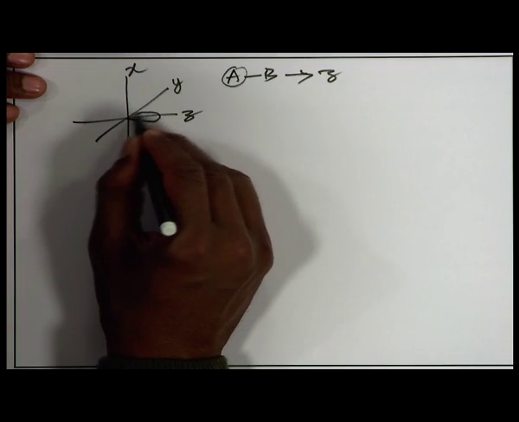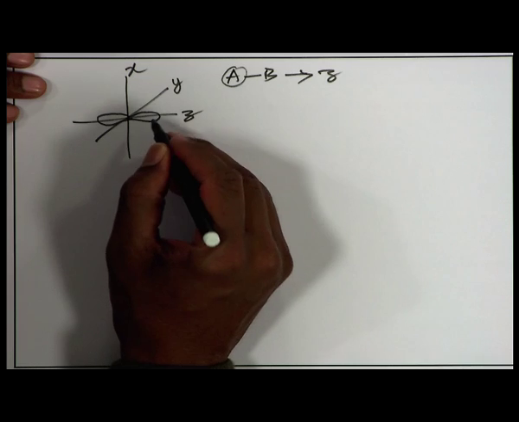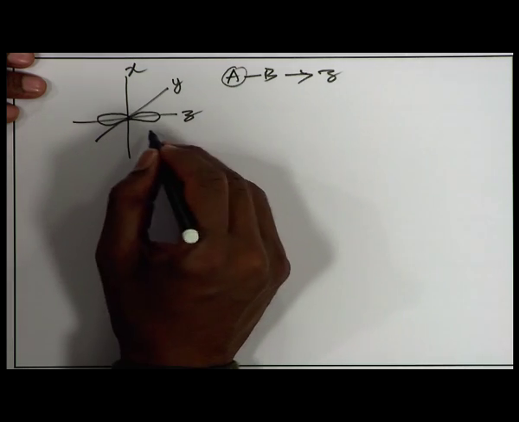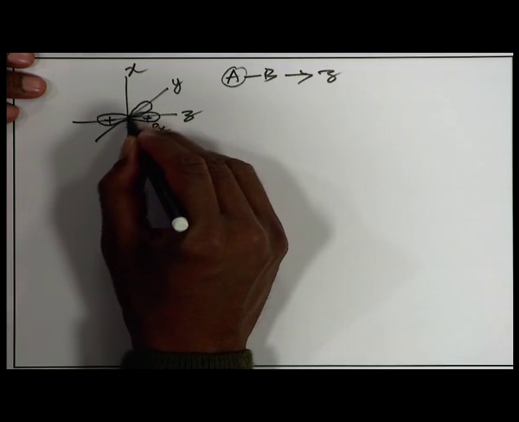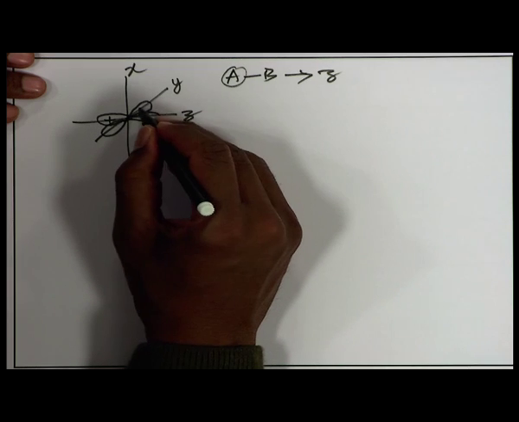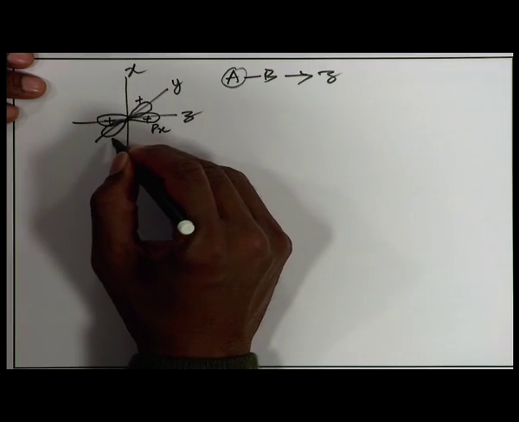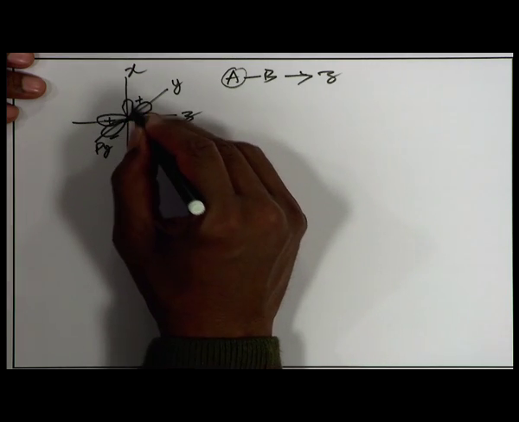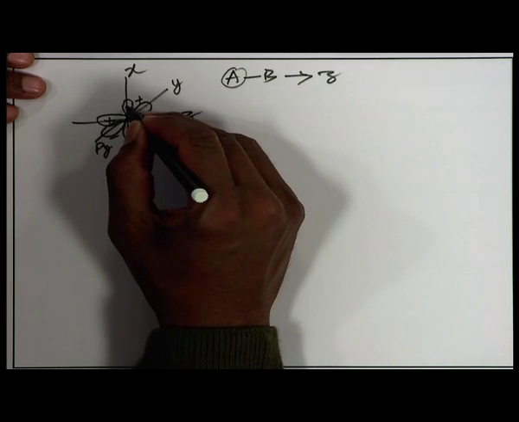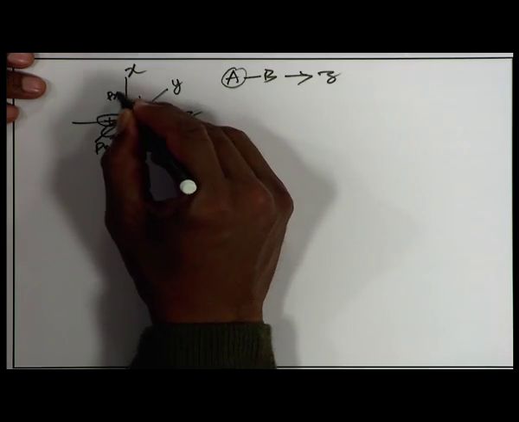So, for example, there is a p orbital lying along the z axis, so it is a pz orbital. Similarly, there is an orbital lying along the y axis, this is a py orbital, then there is an orbital lying along the x axis, and that is a px orbital.